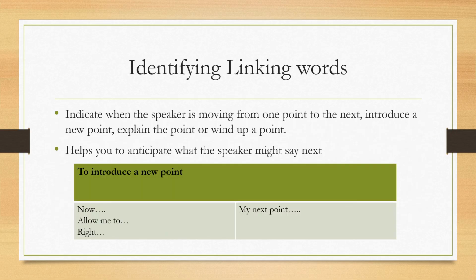And of course, in order for you to be able to follow any conversation, you need to be able to identify and recognize the linking words used. This is because linking words are used to indicate when the speaker is moving from one point to the next, or when the speaker would like to introduce a new point, or when the speaker tries to explain the point, or when the speaker tries to wind up a point. Linking words would also help you to anticipate what the speaker might say next.